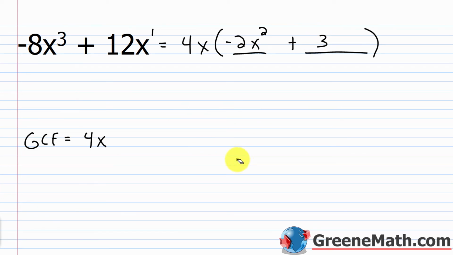Okay. And again, if you use multiplication, you'll get back to this. 4 times negative 2 is negative 8. X times x squared is x cubed. Then plus, we have 4x times 3. 4 times 3 is 12. X comes along for the ride. You get 12x back. So our answer here is correct. 4x times the quantity negative 2x squared plus 3.